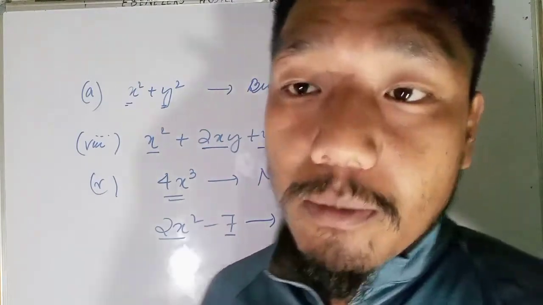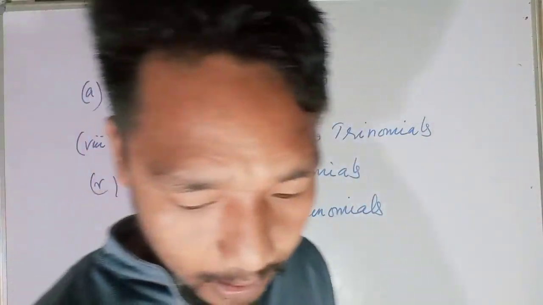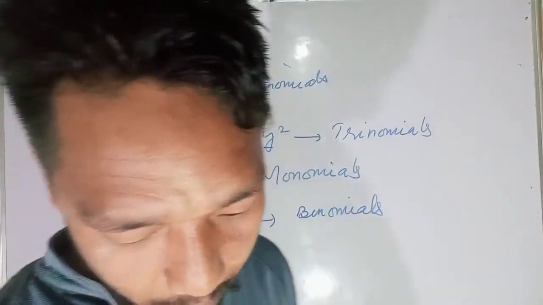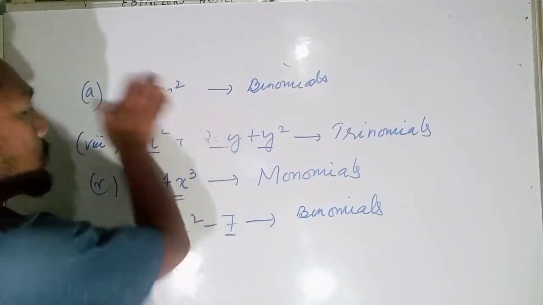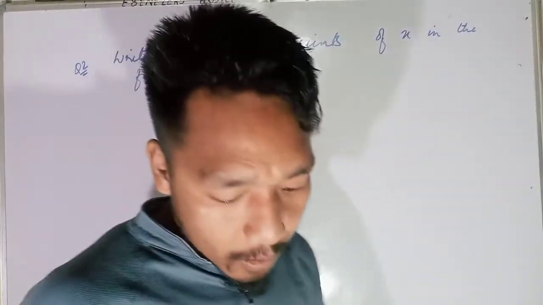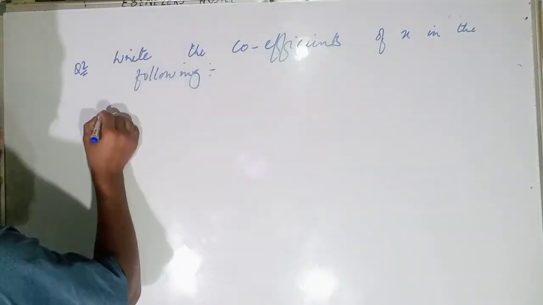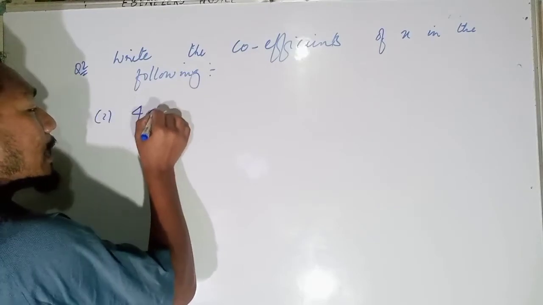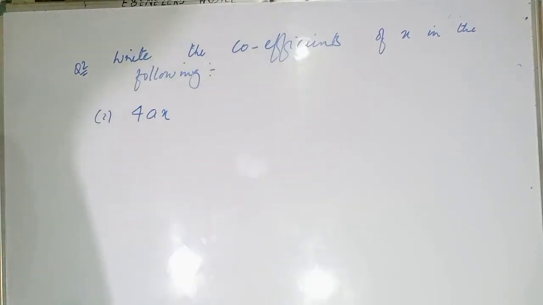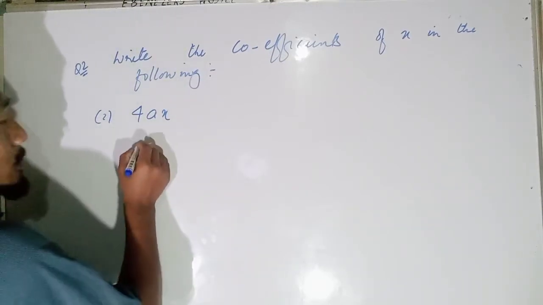So in this way you try to solve question number 1 of exercise 6.2. Now let's try to solve question number 2. Question number 2 says: write the coefficients of x in the following. Number 1: 4ax. You have to write the coefficient of x.